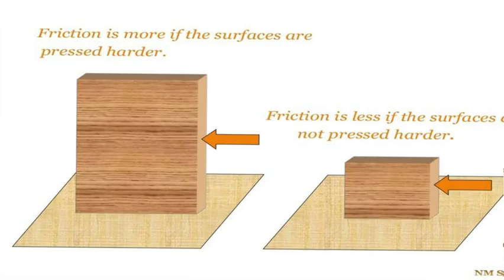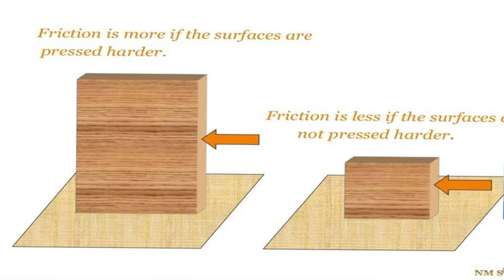Friction also depends upon the force with which the two surfaces are pressed together. If the two surfaces are pressed harder, there is stronger overlapping and hence friction is greater. If the two surfaces are pressed lightly, then there is weaker overlapping and hence friction is lesser.